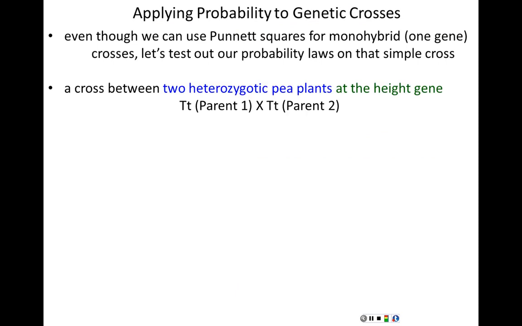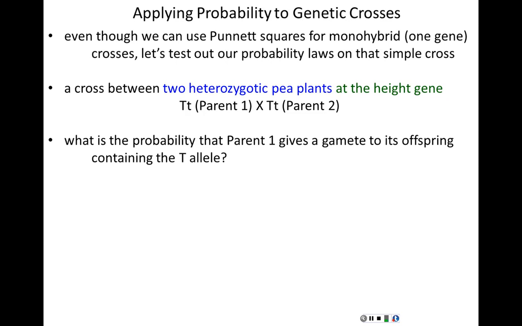Let's consider what we worked with in the last class, a double heterozygote cross between two pea plants. In this case, for the height gene, we have a tall parent number 1 who's heterozygous crossed with a tall parent number 2 who is also heterozygous. Rather than using the Punnett square, let's see what is the probability that parent number 1 gives a gamete to the offspring that contains that dominant T allele.